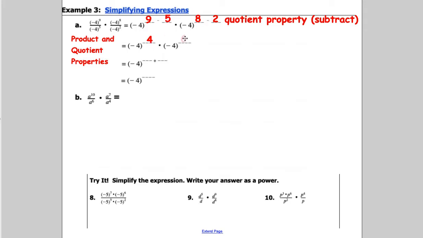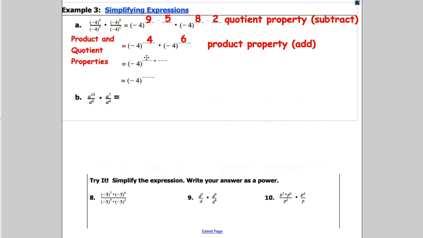I subtracted to find the second power, and now I'm going to use my product of powers property to add the exponents. All I've done is get rid of the division here. I subtracted to remove the division. Now that the division's gone, I have negative 4 to the 4th times negative 4 to the 6th. I know I can just add those 2 exponents together, and I get negative 4 to the 10th power. Okay? I know that that's how they resolve.